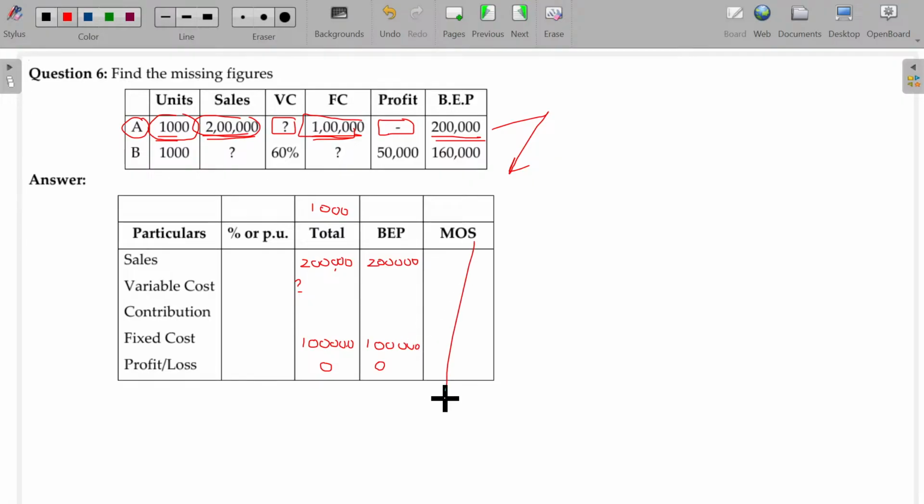You forget about the MOS. We don't have the MOS. Now what is the question? You have to find out the variable cost. How can you find out the variable cost? By solving this column. You can get the details.